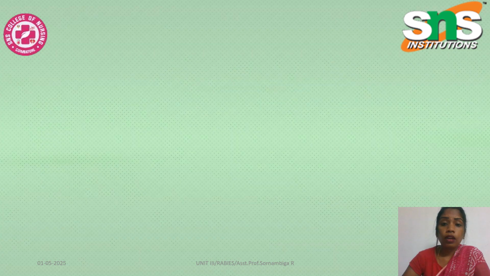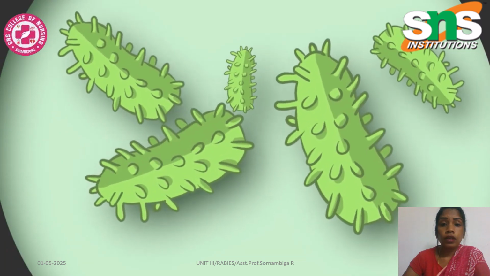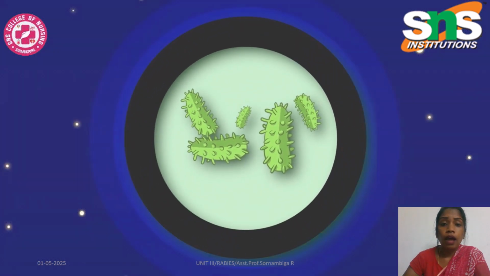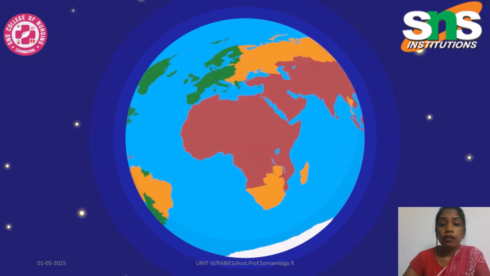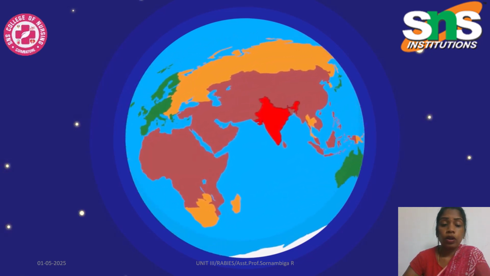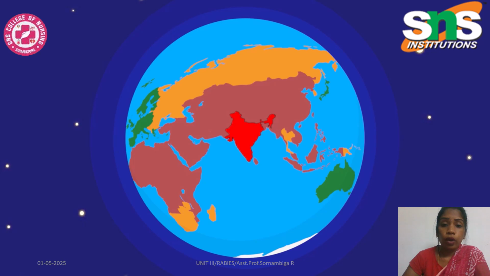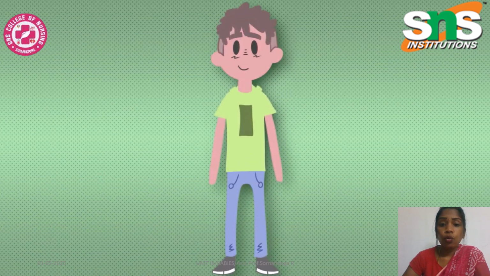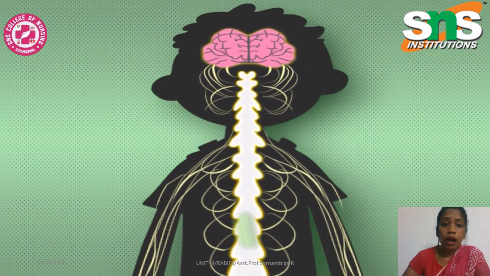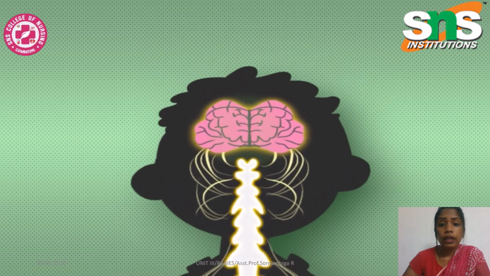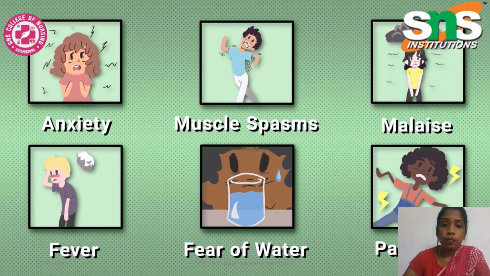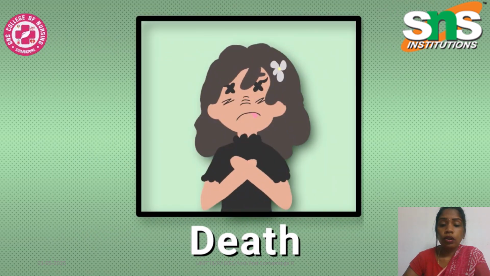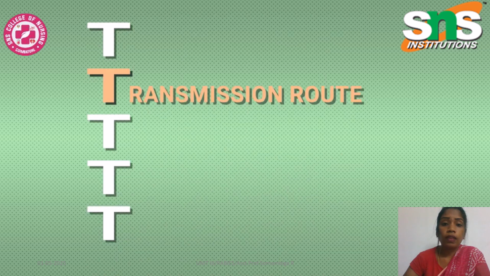Although cases are reported throughout the world, 95% of cases are seen in Africa and Asia, and India continues to have the highest rates of rabies in the world. Once infected, the virus will travel to the center of the nervous system and subsequently replicate in the brain, causing acute encephalitis. Sadly, once a person's symptoms of rabies appear, the disease is fatal, so it is important to spread awareness. What is the second T?